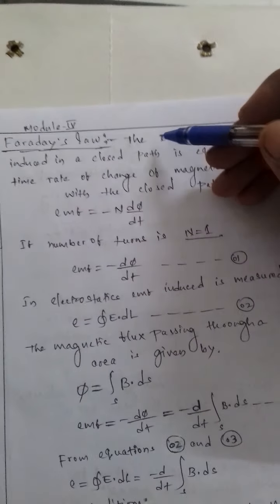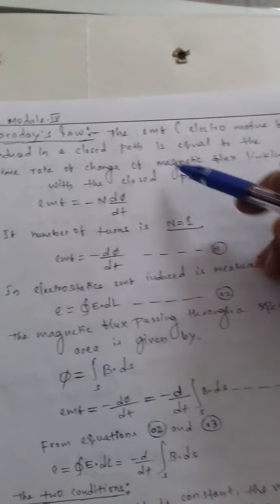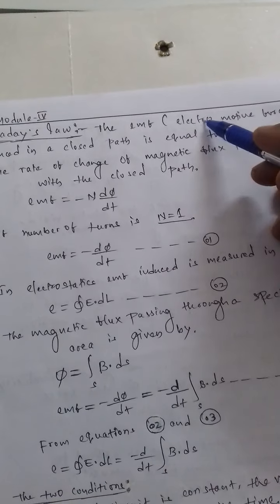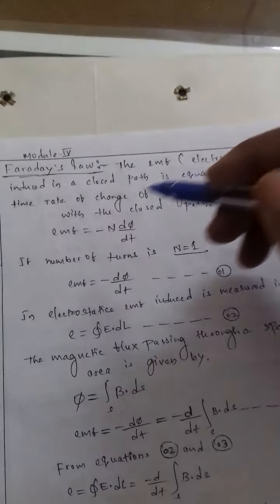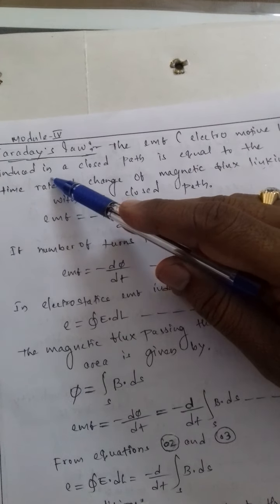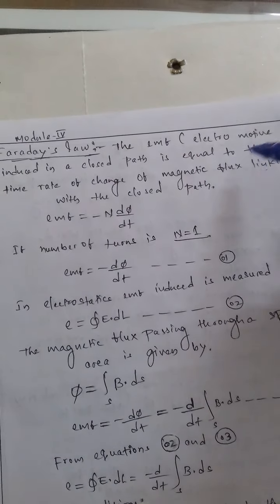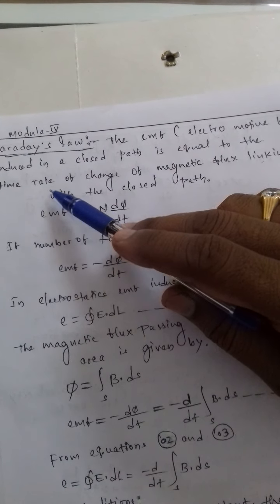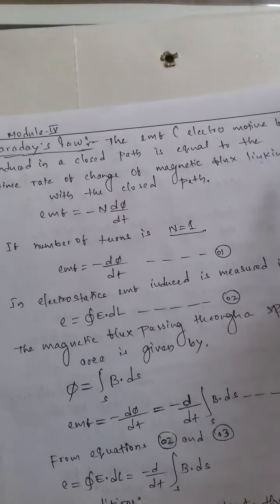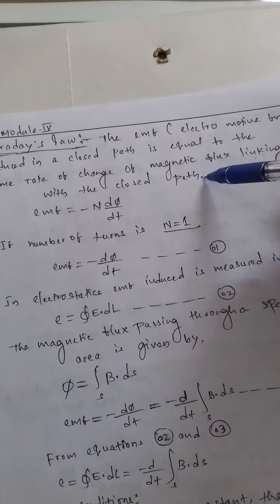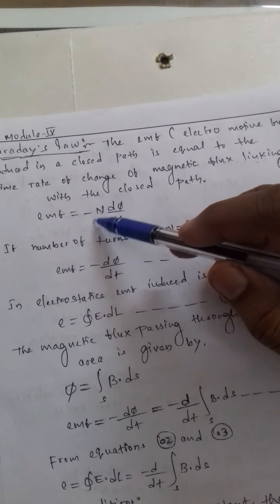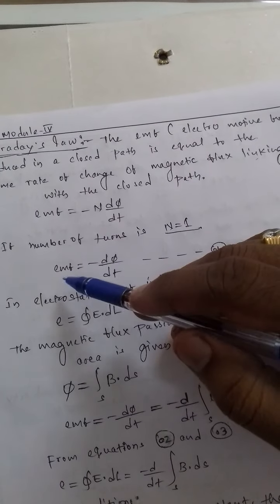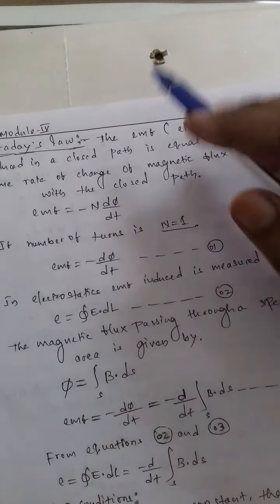Faraday's law: the EMF (electromotive force) induced in a closed path is equal to the time rate of change of magnetic flux linking with the closed circuit path. EMF is equal to minus N dΨ by dt. If the number of turns N is equal to 1, then EMF is equal to minus dΨ by dt.